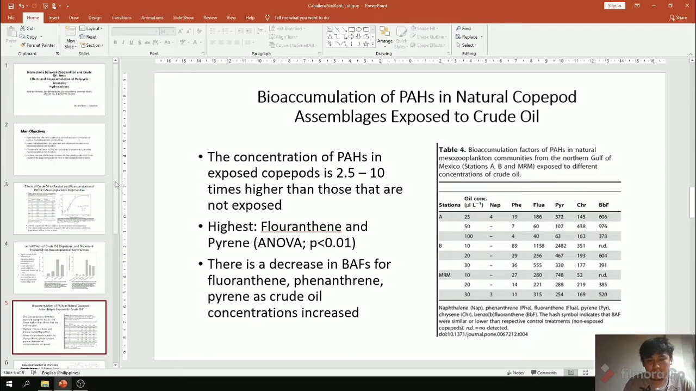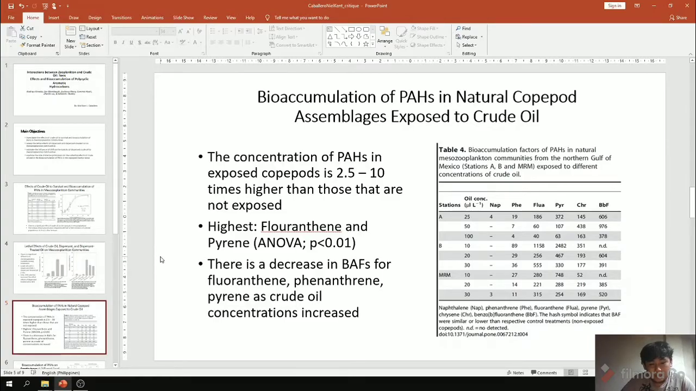So for this experiment, this is the bioaccumulation of PAHs in natural copepod assemblages exposed to crude oil. This table shows that the concentration of polycyclic aromatic hydrocarbons in exposed copepods is 2.5 to 10 times higher than in those that are not exposed, because copepods, or the mesozooplankton, are naturally exposed already to crude oil. The highest concentration of polycyclic aromatic hydrocarbons in the crude oil is fluoranthene, followed by pyrene.